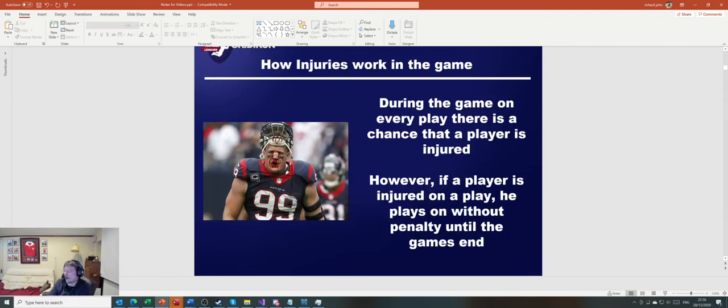So if you're new to the game, be aware that a check is made in every single play for every single player. So the more a player plays in a game, the more chance he has of being injured. But when a player is injured, he plays on without effect until the end of the game, and the injury doesn't take effect until the following game.